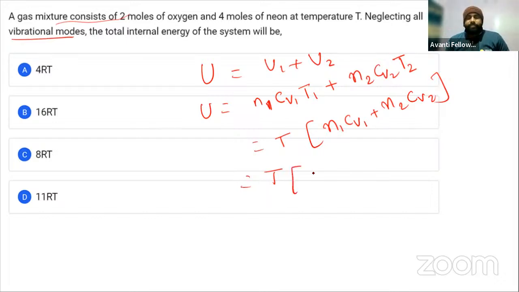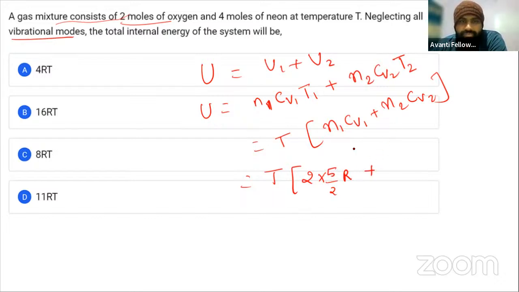Now N1 is 2 moles of oxygen. CV you put according to the atomicity of the gas. Oxygen is diatomic or monoatomic? Tell me in the chat box, only write D or M. Yes, I'm waiting for you. Oxygen is diatomic. So for diatomic, CV1 will be 5 by 2 times R.